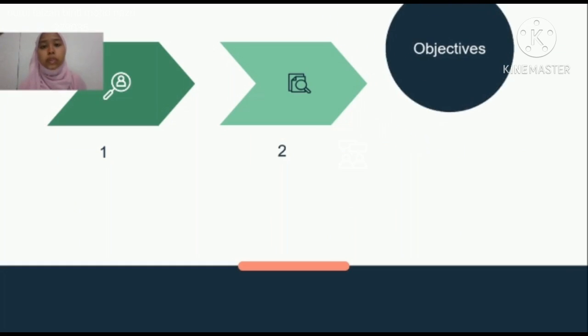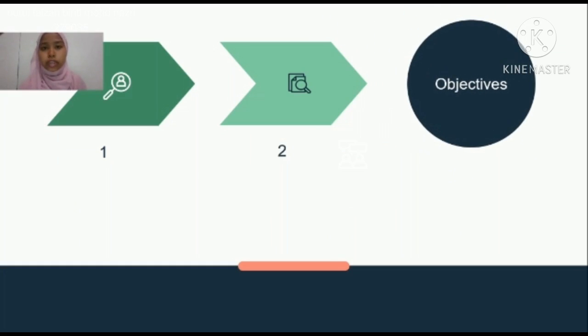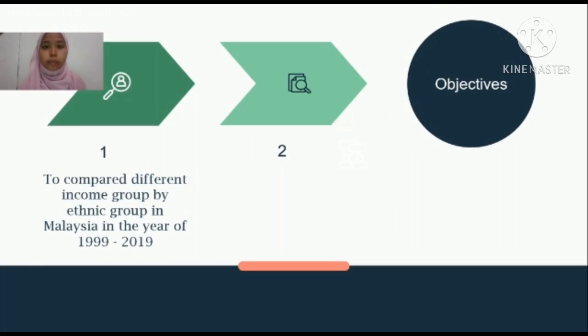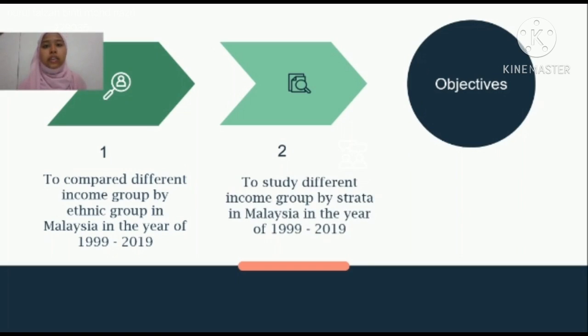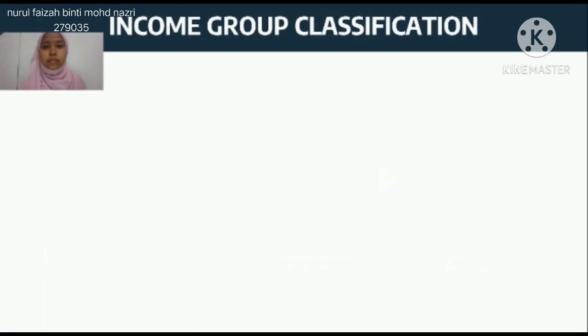So there are two main objectives for our group project. The first one is to compare different income groups by ethnic group in Malaysia in the year 1999 until 2019. The second one is to study different income groups by strata in Malaysia in the year 1999 until 2019. The last one that I will present is income group classification in Malaysia.